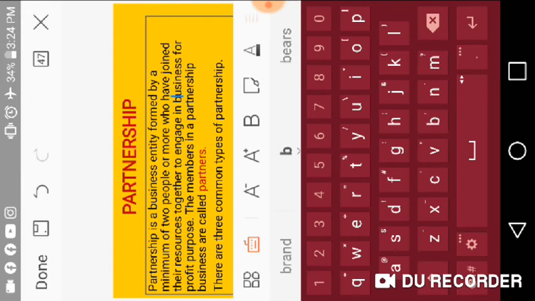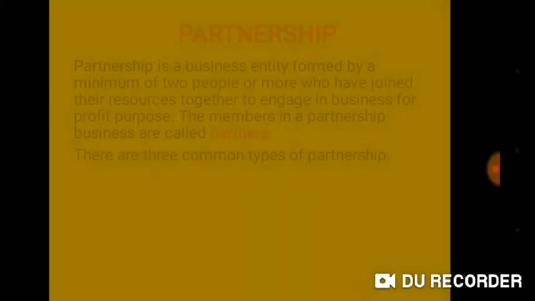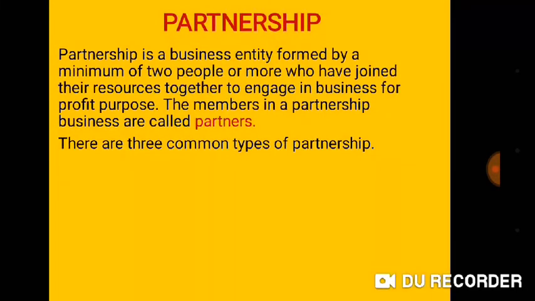The members in a partnership business are called partners. And there are three common types of partnership. There are so many of them, but for your studies, we are looking at the three common types of partnership.